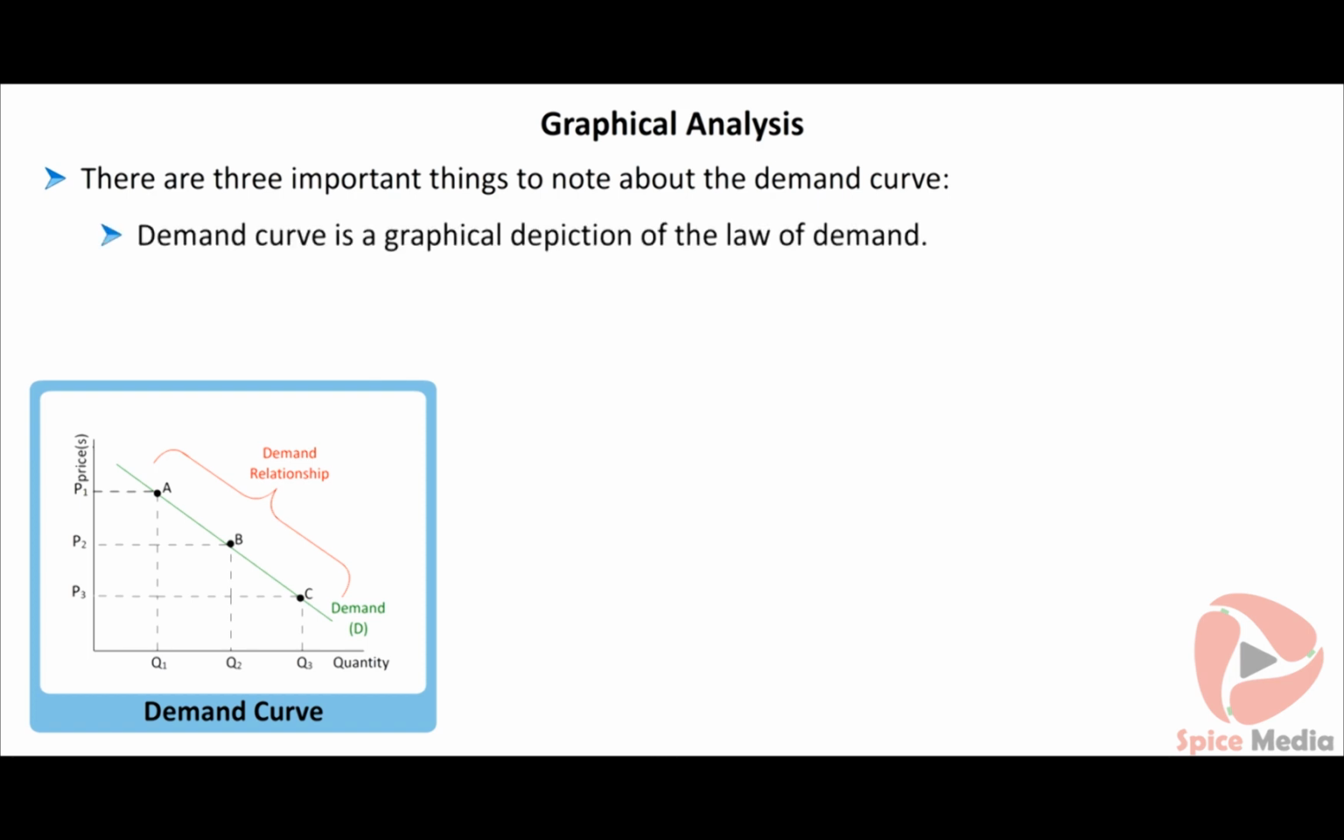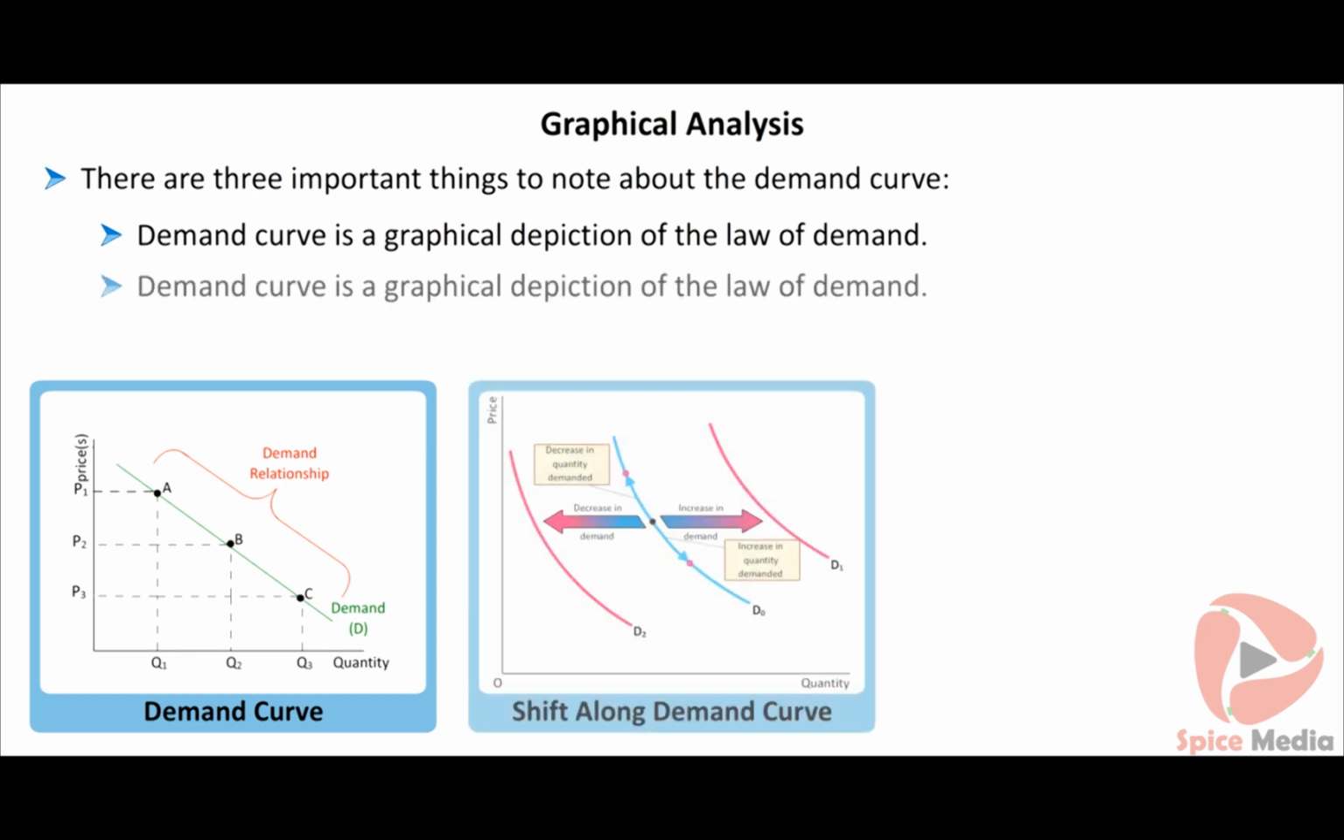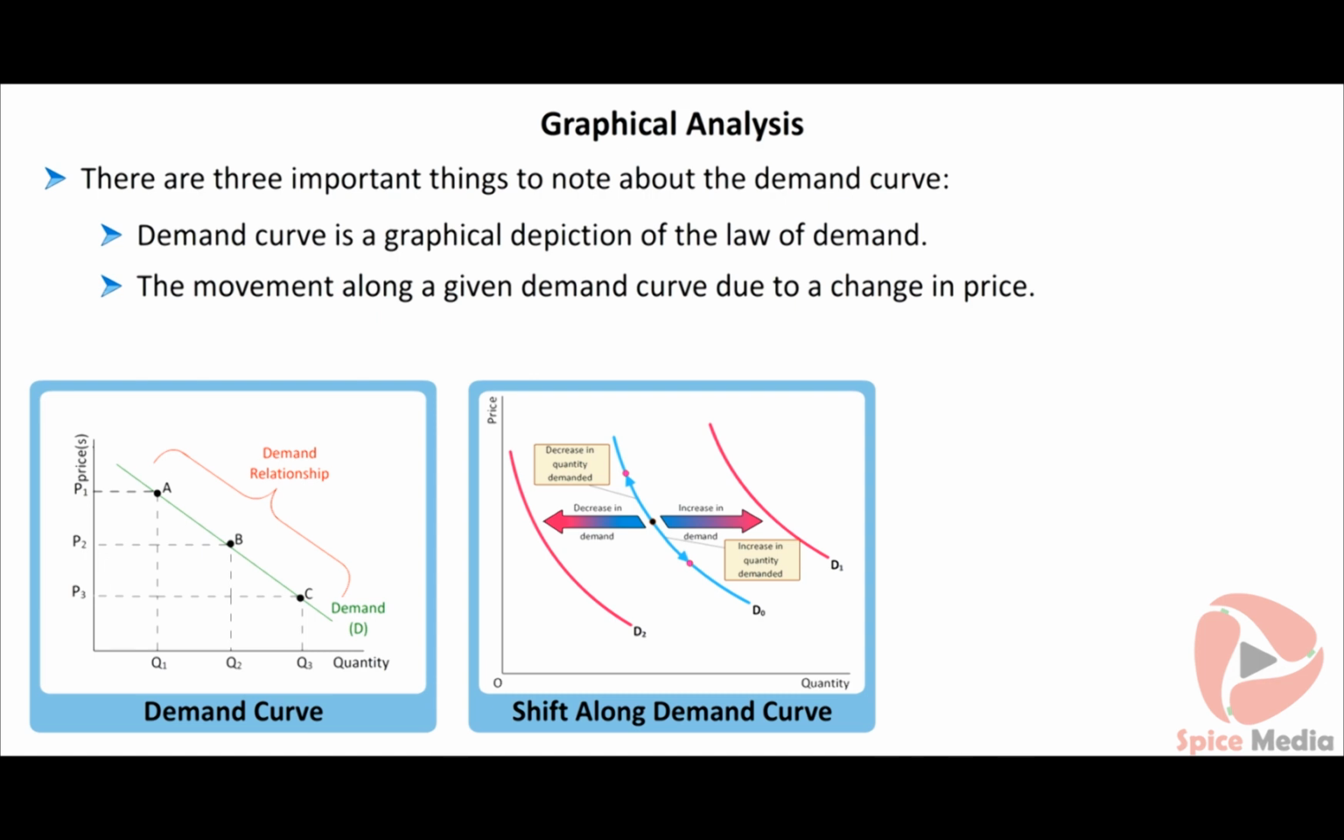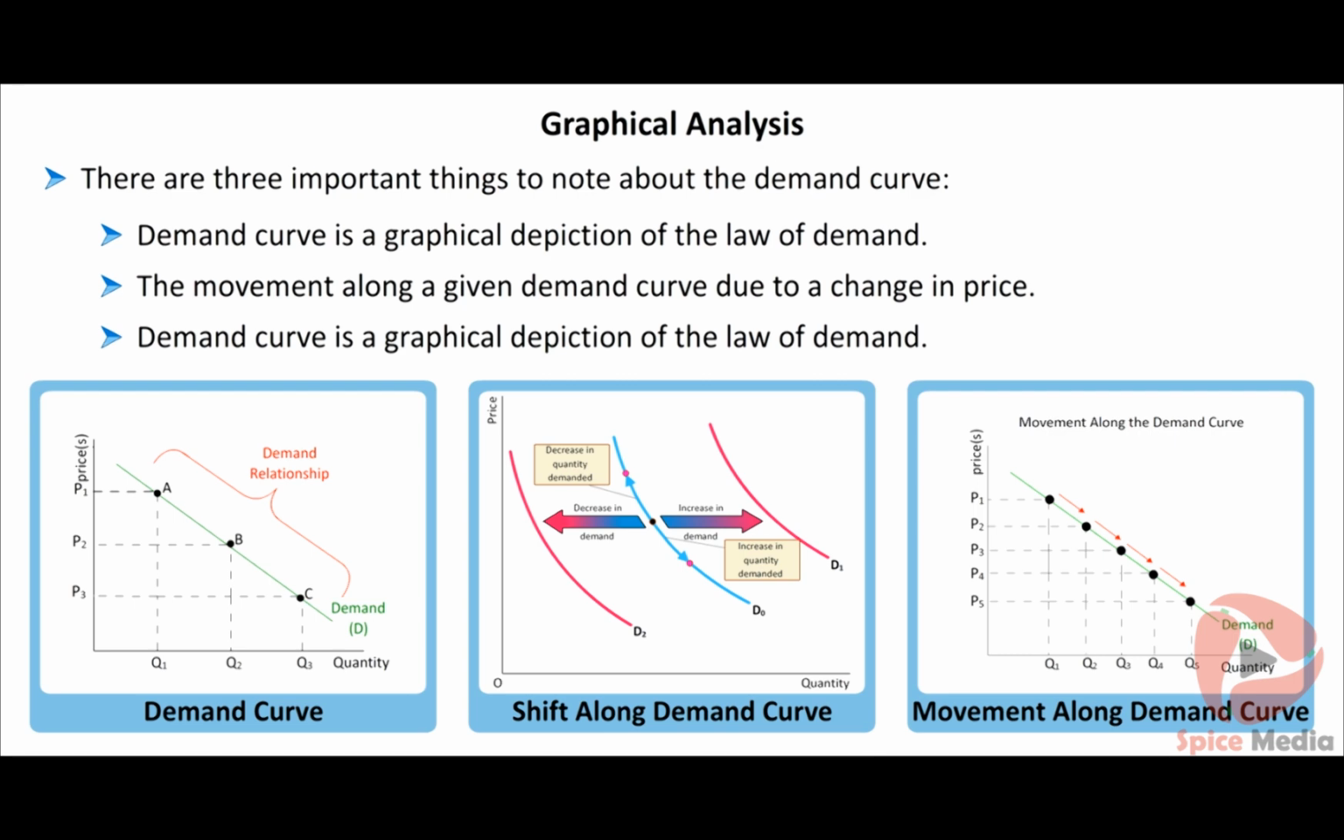It is downward sloping, indicating that between the price of a product and the quantity demanded, a negative or inverse relationship exists. The movement along a given demand curve due to a change in price is referred to as change in quantity demanded. The price changes, the quantity demanded changes. The term change in demand refers to a shift of the demand curve because of factors other than price.